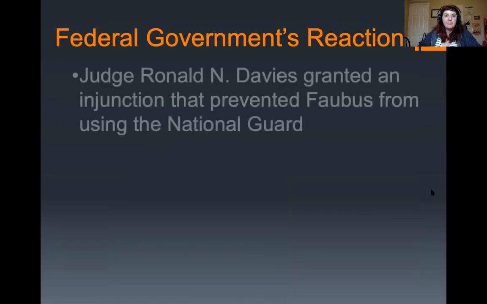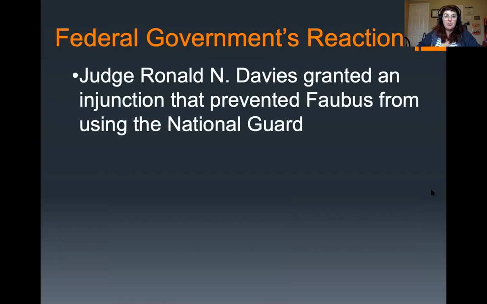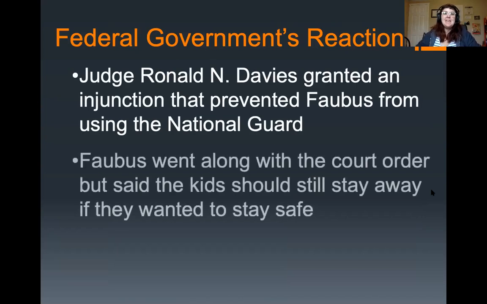So the federal government basically does a couple things. First, a judge passes down what's called an injunction that says, hey, Governor Faubus, you can't use the military in this way. You can't use the National Guard to prevent students from going to school, to prevent teenagers from going to school. Faubus says, all right, I'm not going to use the National Guard, but the Little Rock Nine should stay away if they wanted to stay safe. So he basically threatens these teenagers' lives for trying to attend school.